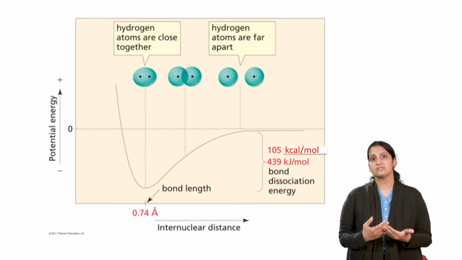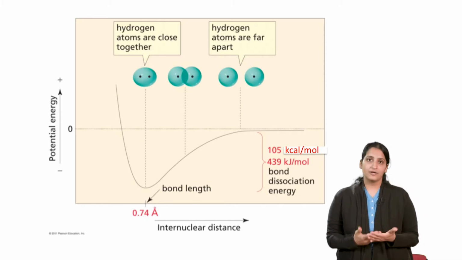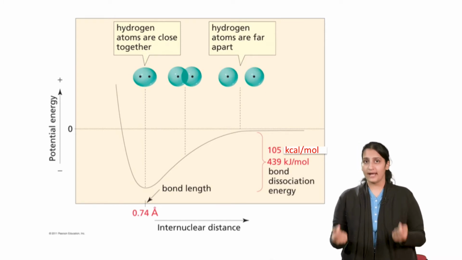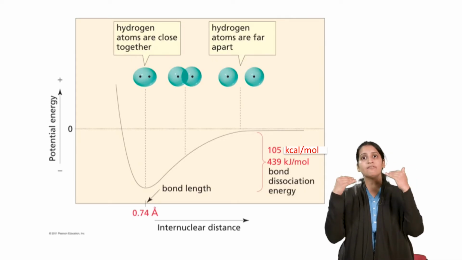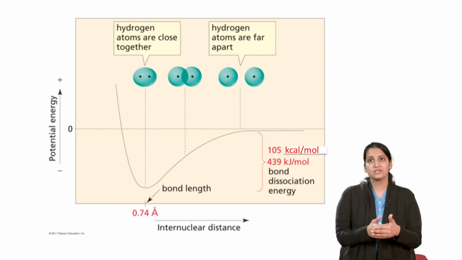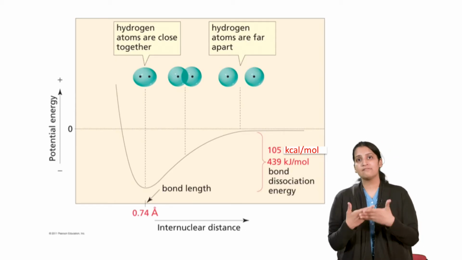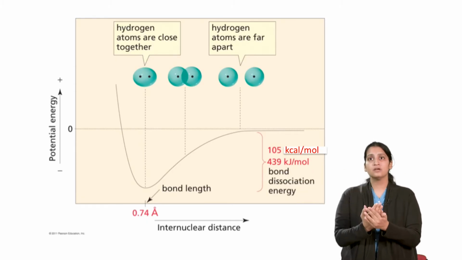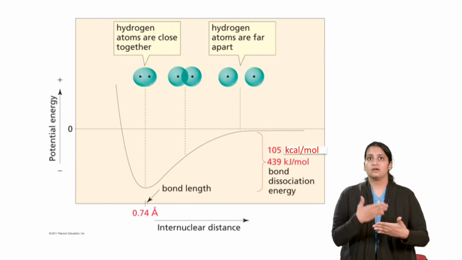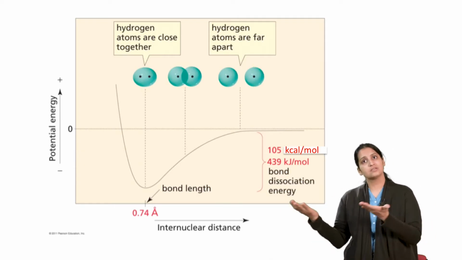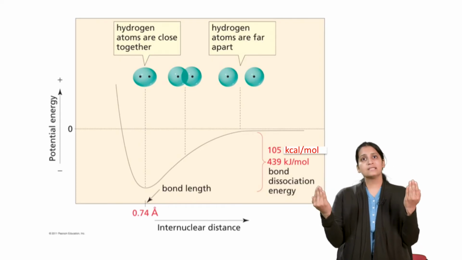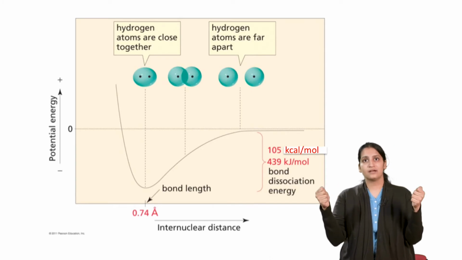So, you can see that the potential energy is minimum at the bond length. Last class we talked about the numbers, and the hydrogen-hydrogen bond length is approximately 0.74 Angstrom or 75 picometers, and at this particular distance you have maximum stabilization. This stabilization is equivalent to 105 kilocalories per mole of energy. So, as two atoms come closer and get stabilized, energy is released, and this energy corresponds to 105 kilocalories per mole.